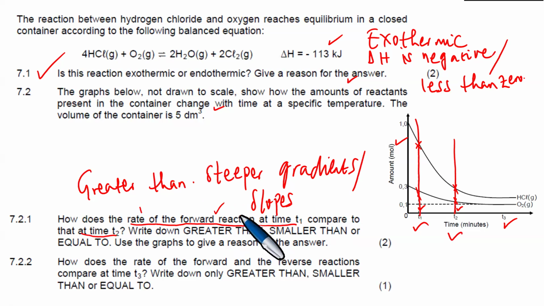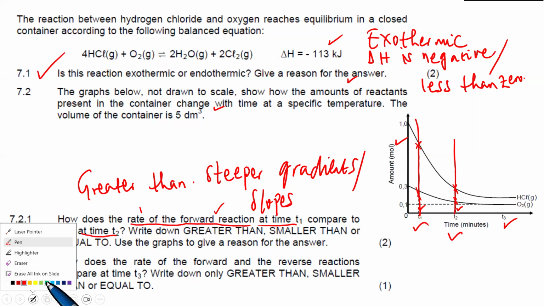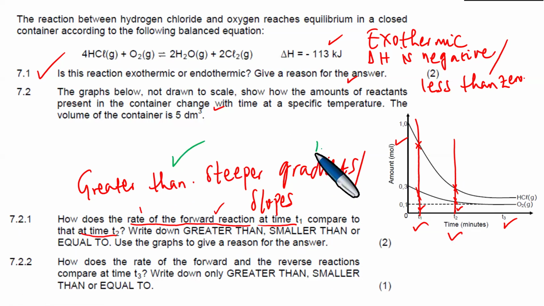So because of the steeper gradients, slopes, that would be the reason. As a matter of fact, you'd have 1 mark for the greater than and 1 mark for the steeper gradients or slopes. Take a look at that and make sure you are able to understand that part.